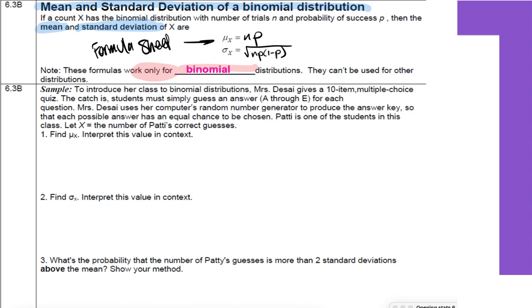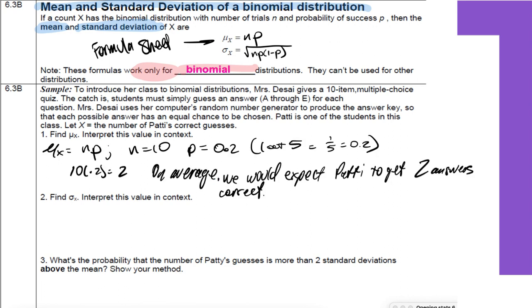Patty from our last video is also in this class. She's just going to guess. So let's figure out what Mrs. Desai can expect most students to get. Mu of X is n times p, n is 10, p is 0.2. We got that because 1 out of 5 answer possibilities will be correct, that's 1/5, that's 0.2. So 10 times 0.2 is 2. Interpreting the value in context: on average, we would expect Patty to get 2 answers correct.